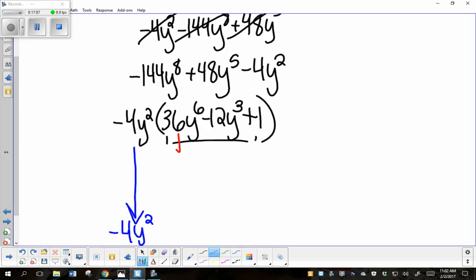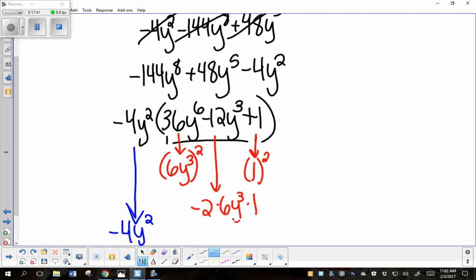So let's check. Are our first and last term both perfect squares? What times itself would equal 36y to the 6? Well, 6 times 6 is 36. And isn't y to the 3 times y to the 3 y to the 6, because we add up those exponents? So this first term's a perfect square. My last term, 1, is a perfect square because that's just 1 times itself. Which means that my second term should be negative 2 times 6y to the 3 times 1. Well, that is negative 12y to the 3, and that's my middle term.